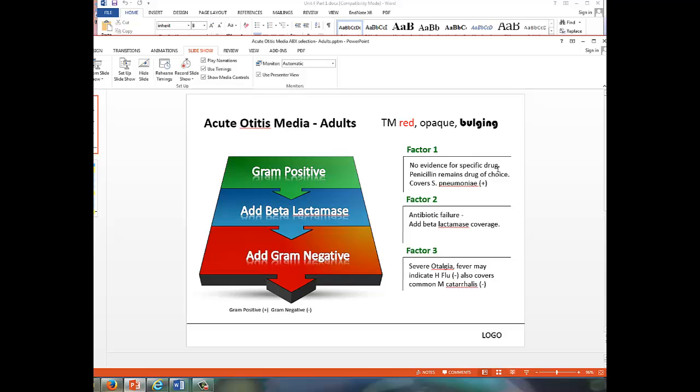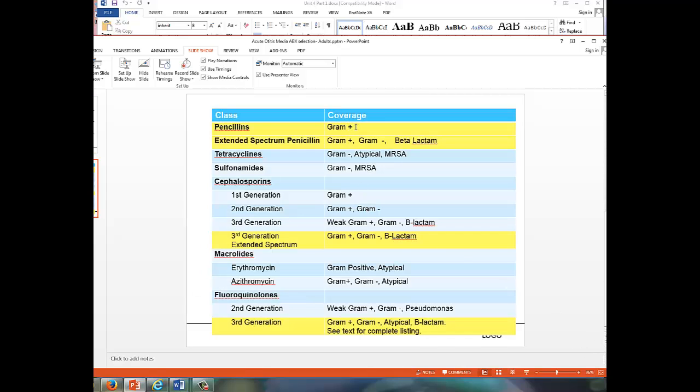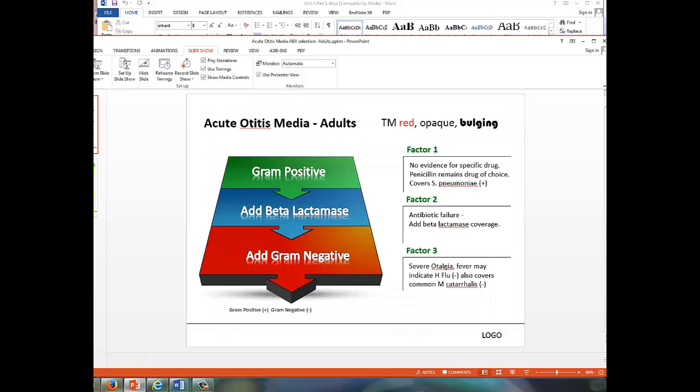No evidence for specific drug. Penicillin remains the drug of choice. And you'll see that on our little chart here. Penicillin covers gram-positive. Every bug with a strep and a staph in front of its name is a gram-positive bug. Okay? So if there's antibiotic failure, we will want to add on a beta-lactamase agent. So we'll want to cover not only the gram-positive, but also a beta-lactamase coverage for that resistance.